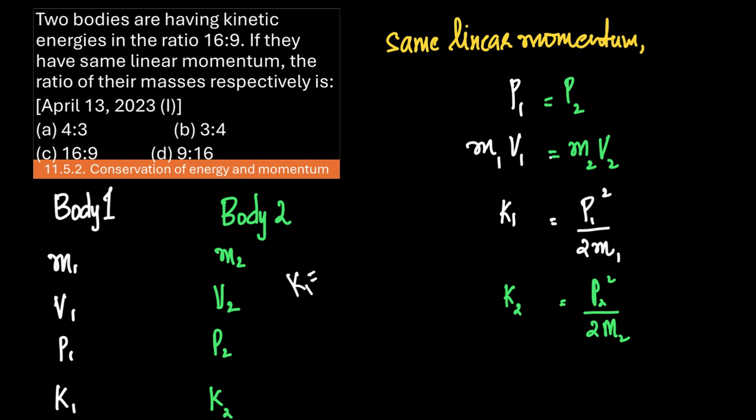Also, K1 is half m v1 square, or in other words it can be written as p square by 2m, right? Because kinetic energy is p square by 2m, and kinetic energy 1 is p1 square by 2m1. Similarly, K2 would be p2 square by 2m2.